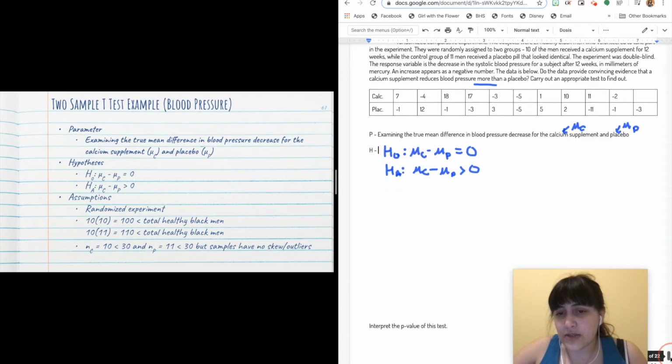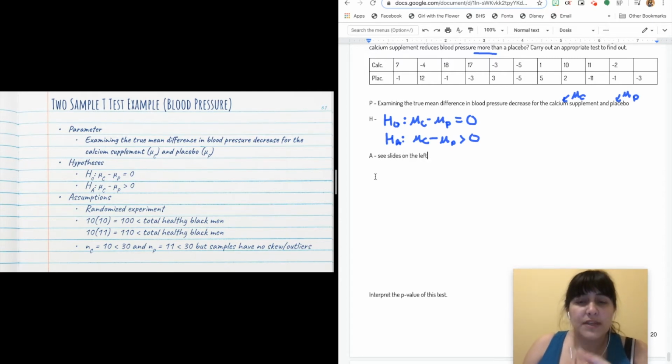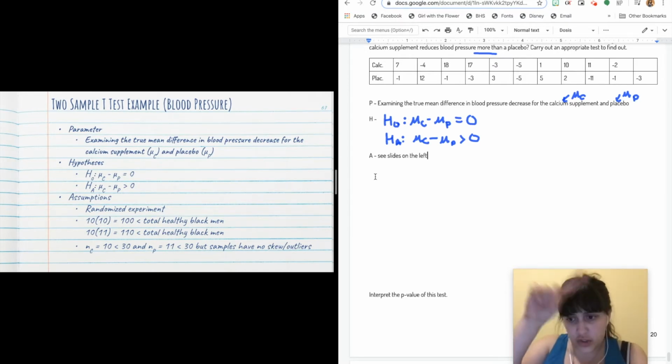All right, so let's look at the A step next. And again, I'm not going to write all of these out because I do have them written for you on the left side. So I'm just going to say here, see slides on the left, but I'm going to talk you through these. This is not a sample because it talked about how these men volunteered, but it did say that they were randomly divided into the 2 groups. So it's a randomized experiment. So check, that's my randomness condition.